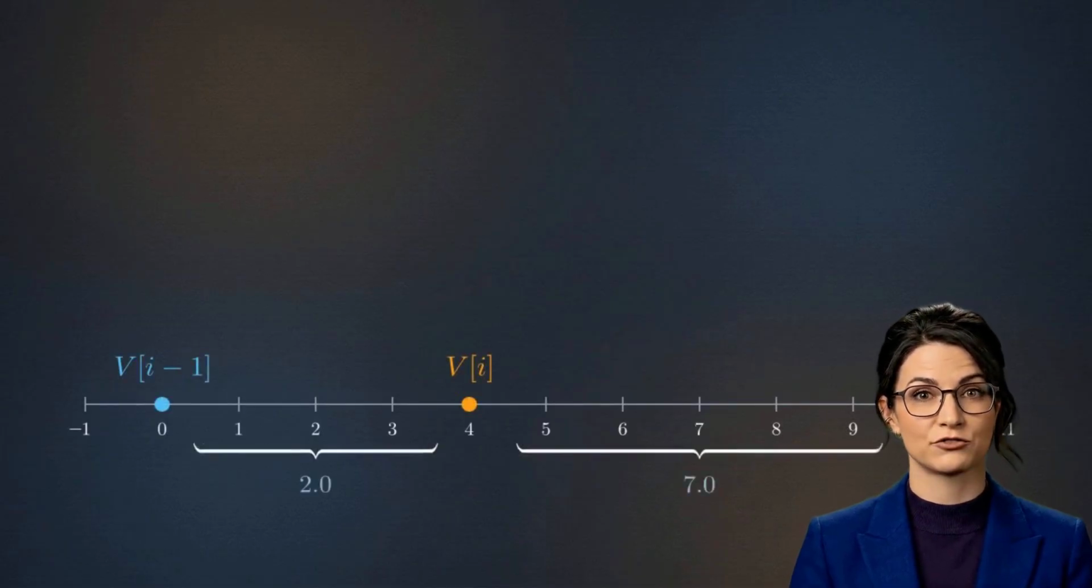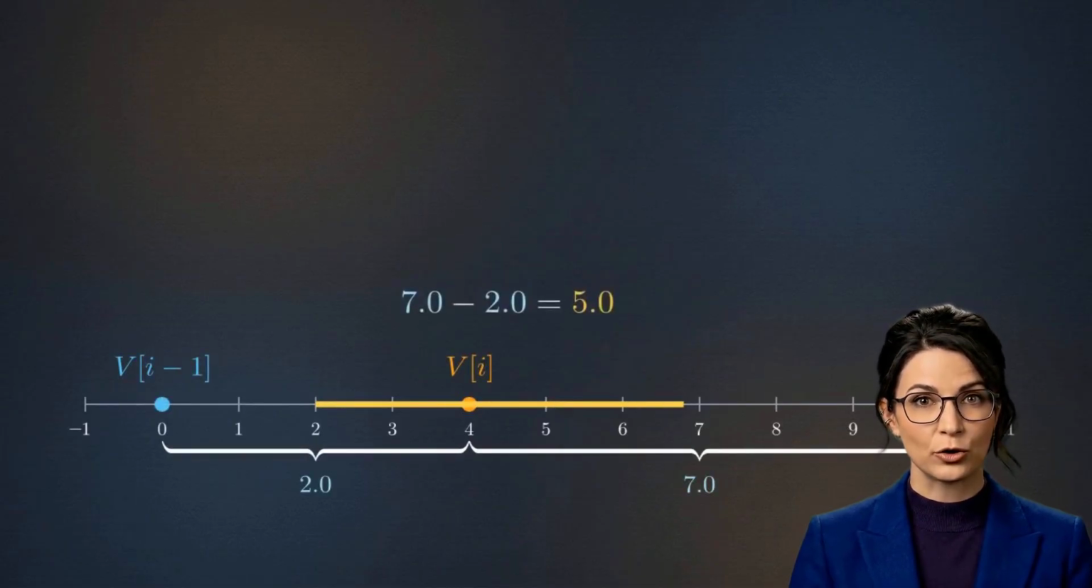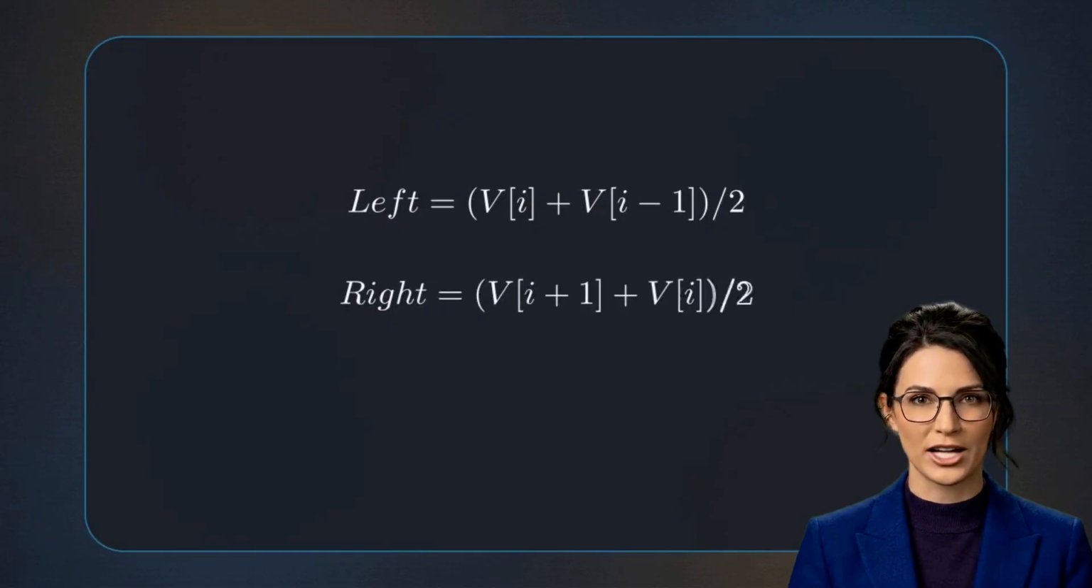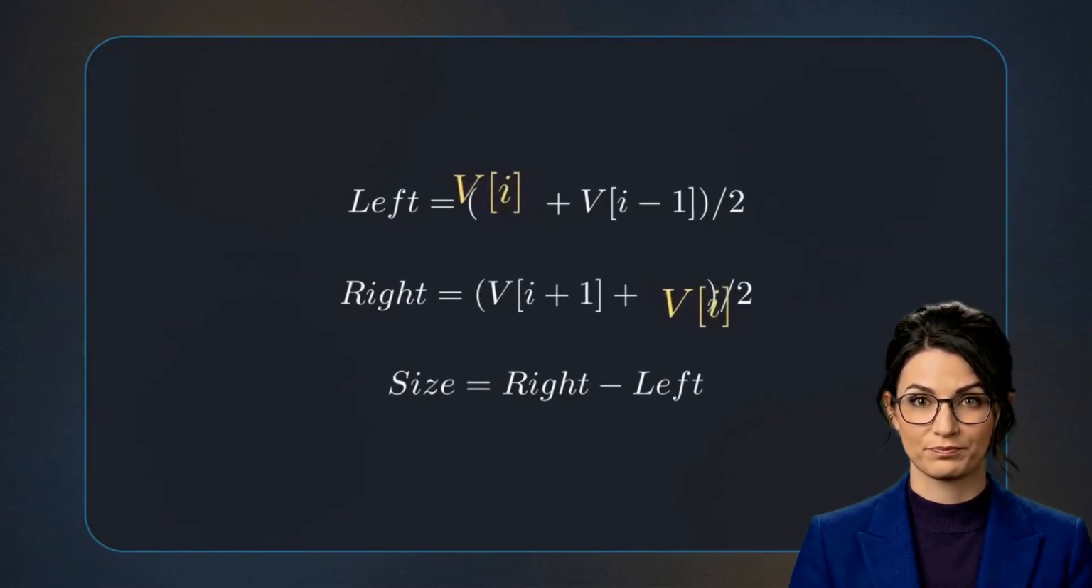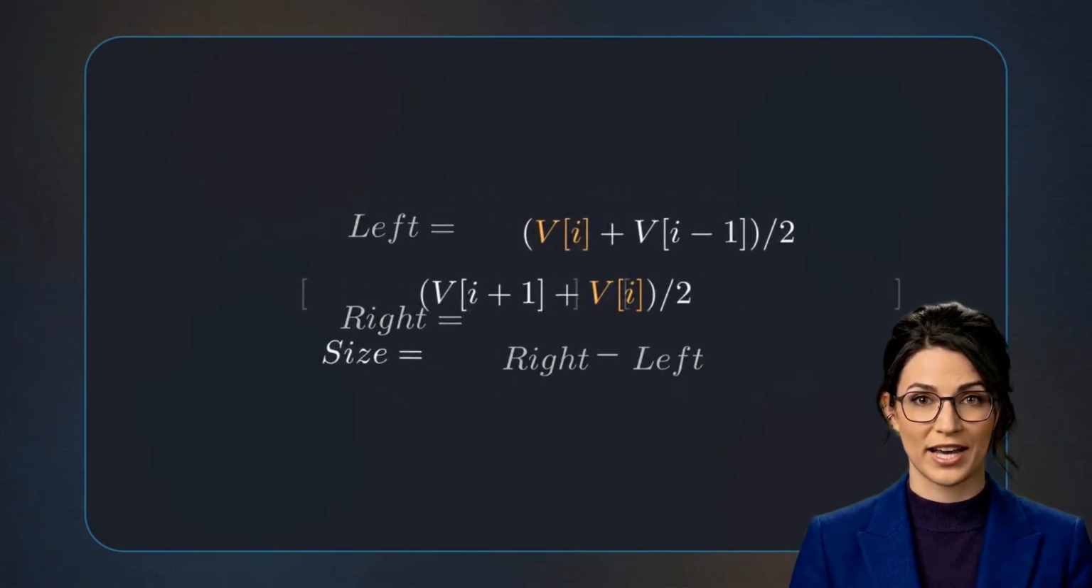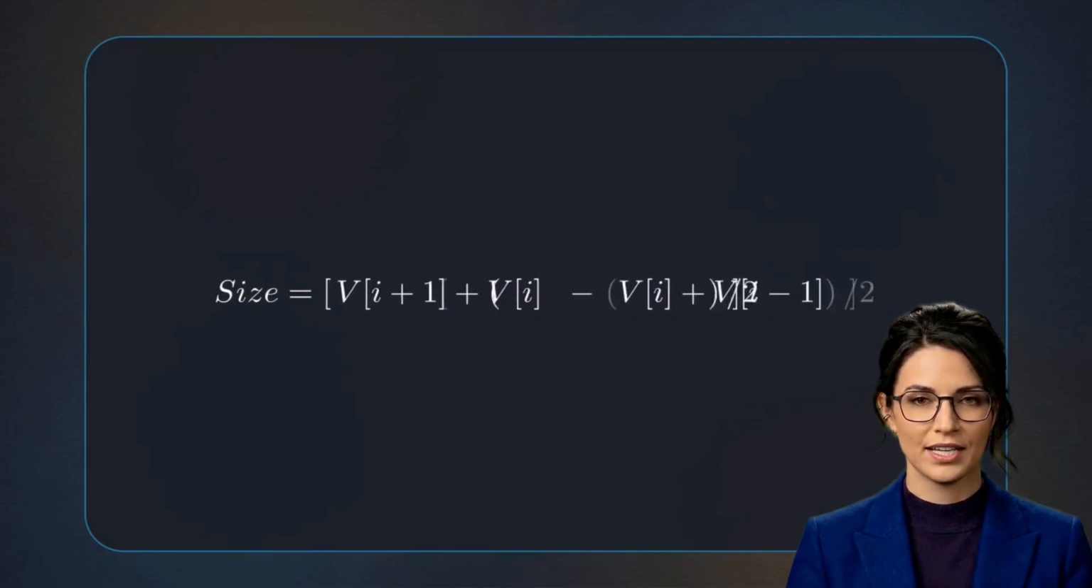Let's calculate the size for village 4. The standard approach finds the left and right midpoints and subtracts them, yielding 5.0. Pause the video here. Look at these 3 formulas on the board. Can you combine them algebraically to remove the redundant variable?